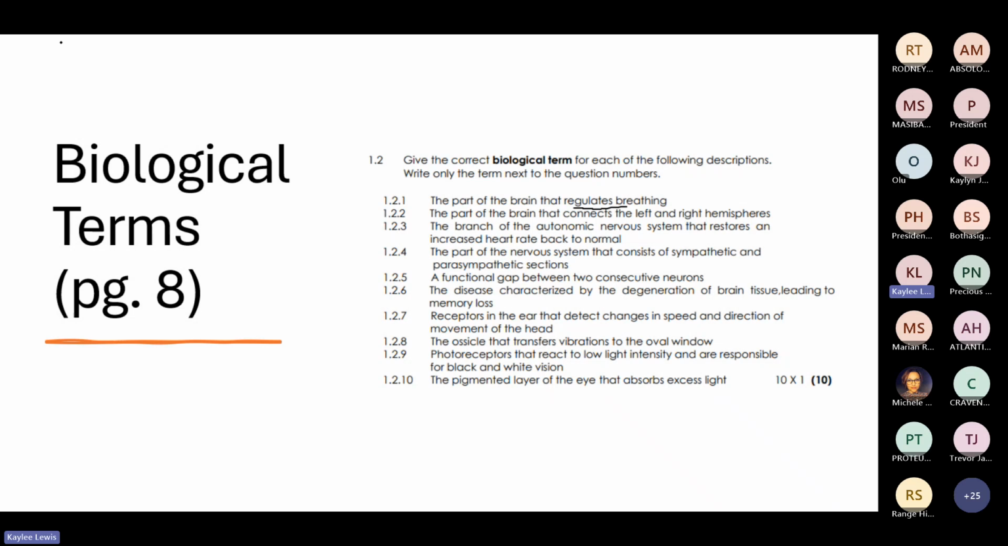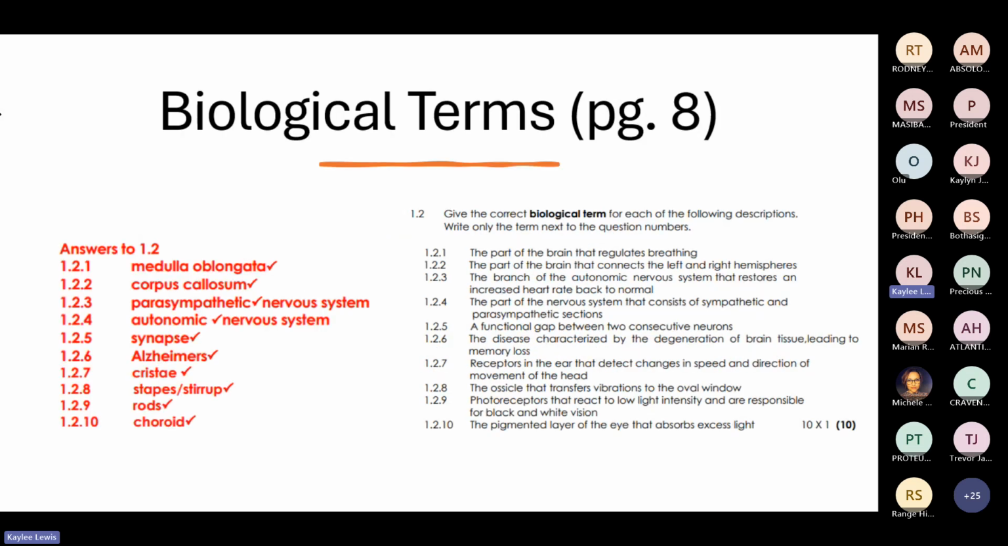1.2.2, the part of the brain that connects the left and the right hemispheres. That would be corpus callosum. Be careful to not write corpus luteum. Corpus luteum comes with the reproductive system part, but it is not the brain. So that's corpus callosum. I'm just going to put the answers up so you can see spelling while we go.